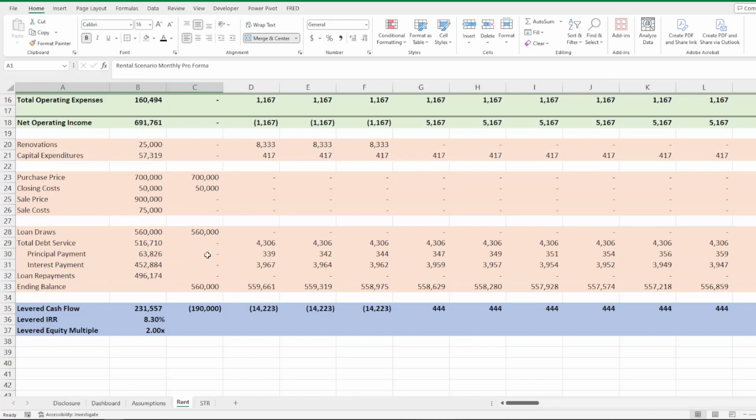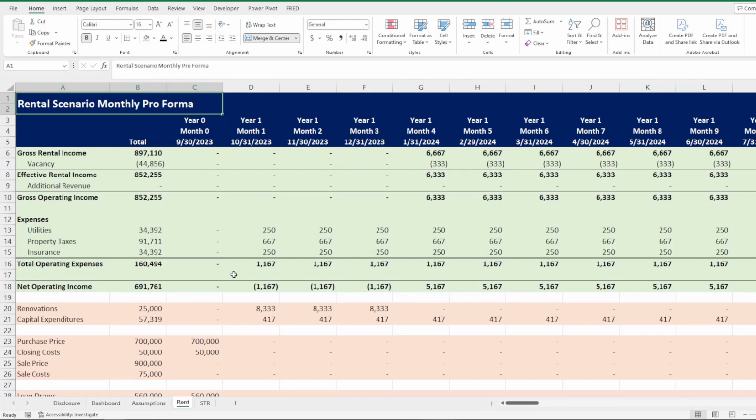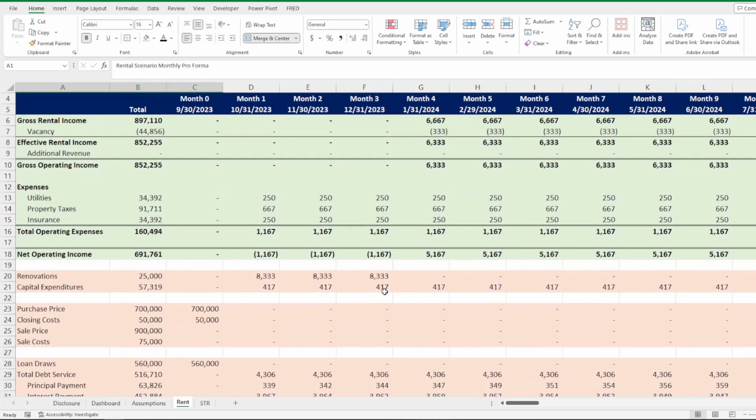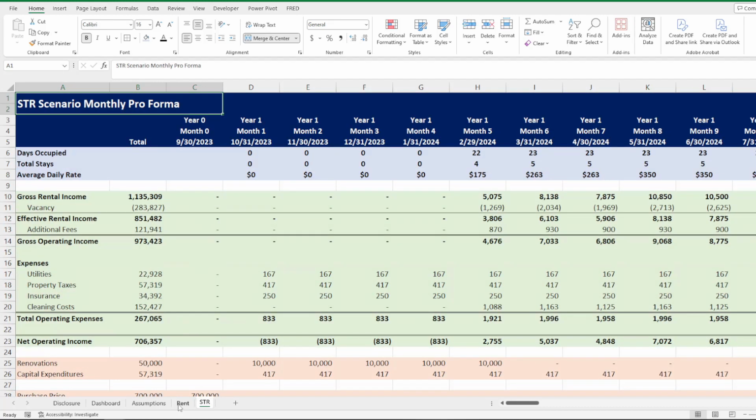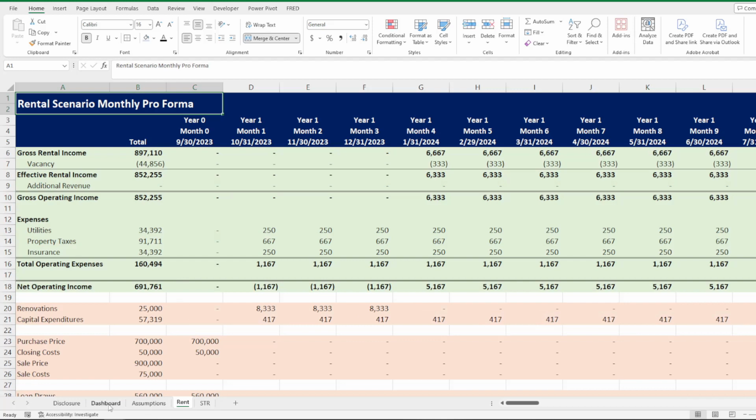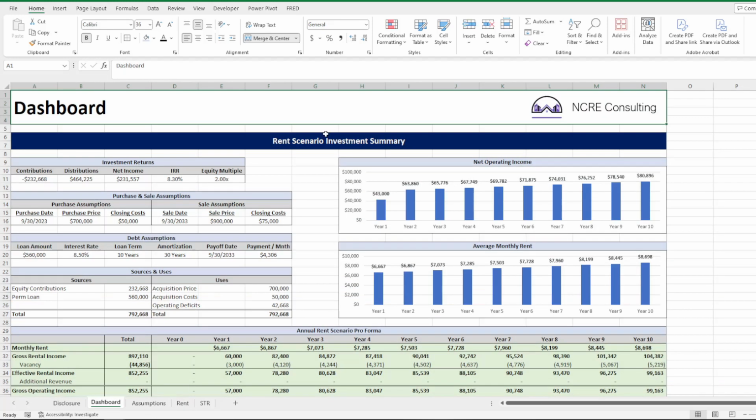So this just gives you a look at each month and what you're going to be earning in net operating income, and then your levered cash flow after the renovations, CapEx, and debt service are taken out. So that's done for both the rent and short-term rent. And then all of this information goes on to the dashboard. So the dashboard is where you can compare the rent scenario and the short-term rental scenario.